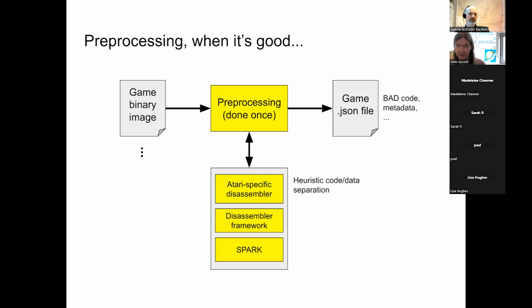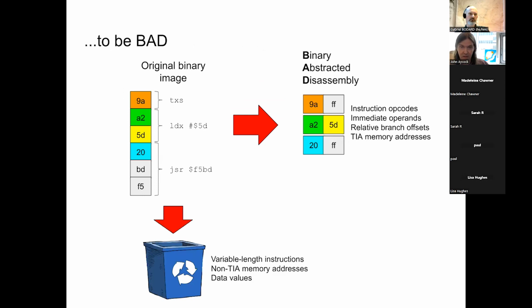And we take a large corpus of Atari 2600 game cartridge images, 1,984 of them, and pre-process them all through this once. And as output, what that creates for each game is what I call a dump file. The dump file contains a number of things, but in particular, I want to focus on what I call bad code. What BAD stands for is binary abstracted disassembly.